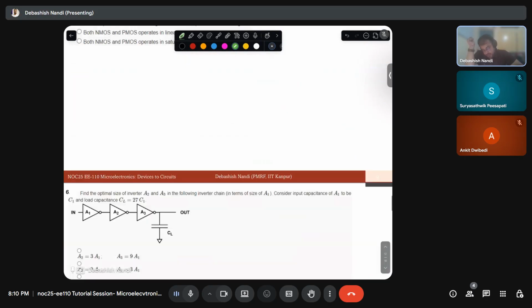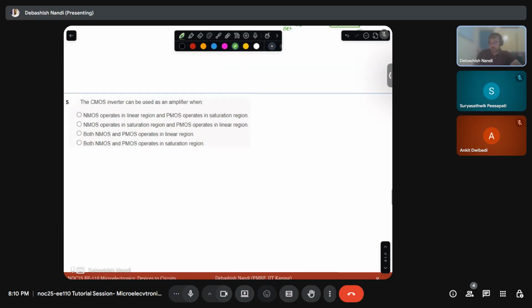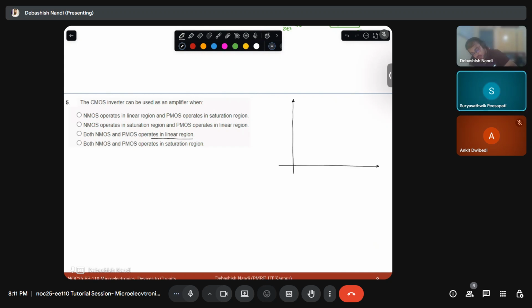So the CMOS inverter. Okay, we'll try to speed up. The CMOS inverter can be used as an amplifier when? What is the answer? Sir, C option. Why? C option. Yes, sir. Both operate in linear region. Yes, sir. Are you sure? Yes, sir, I'm sure. So this is not the right answer.